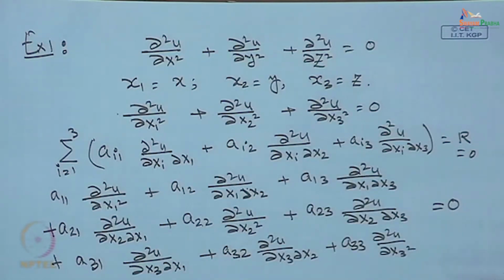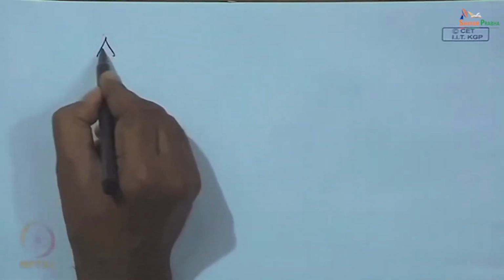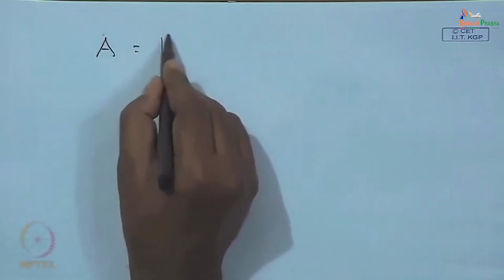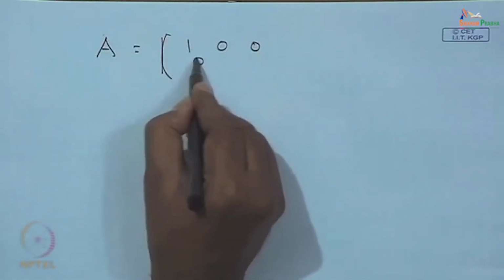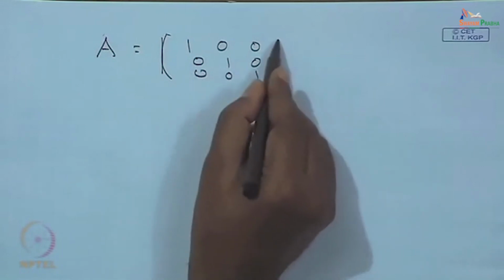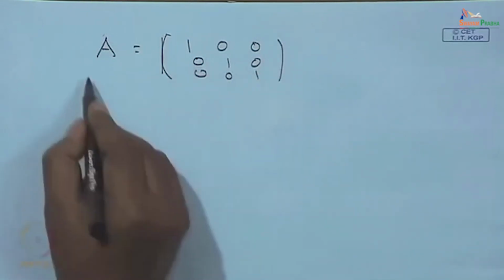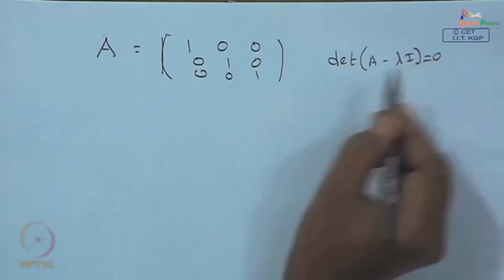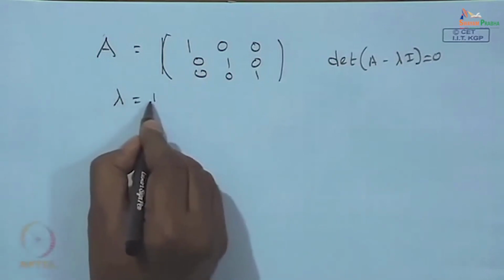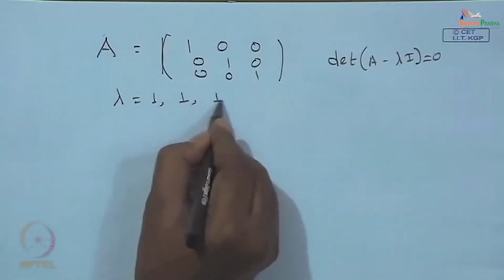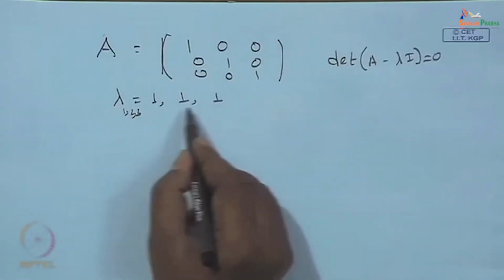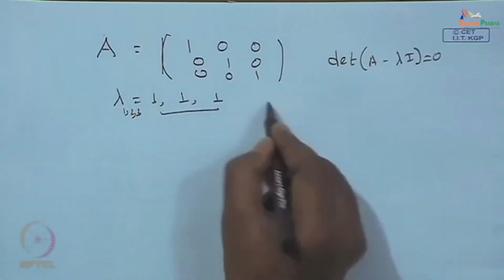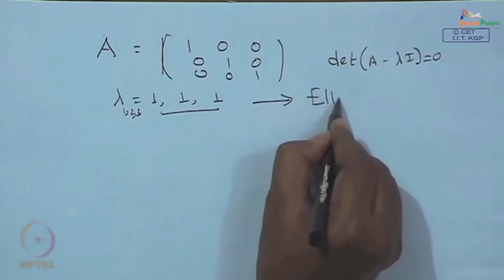So, therefore, now if you formulate the coefficient matrix, let us see what is the form of the coefficient matrix. The coefficient matrix is 1 0 0, 0 1 0, 0 0 1. Now, just look into the eigenvalues of this matrix. You put determinant of A minus lambda I is equal to 0. So, you will be getting lambda is equal to 1, 1, 1. So, lambda 1, 2, 3. There will be 3 eigenvalues of this particular problem, all of the same sign. So, this is an elliptic partial differential equation.